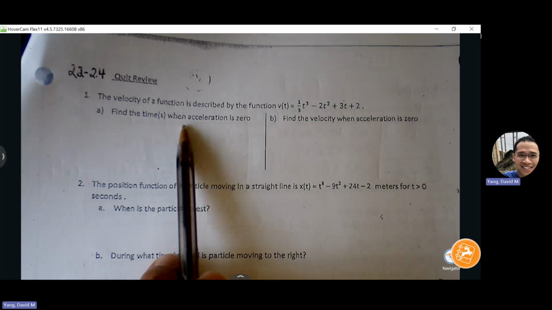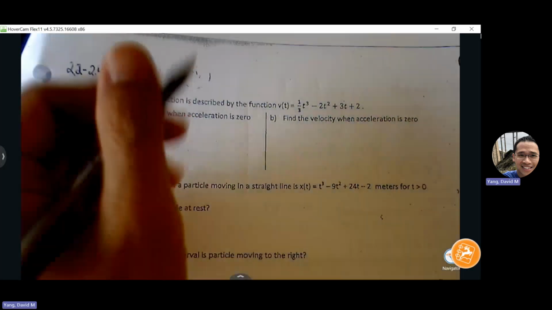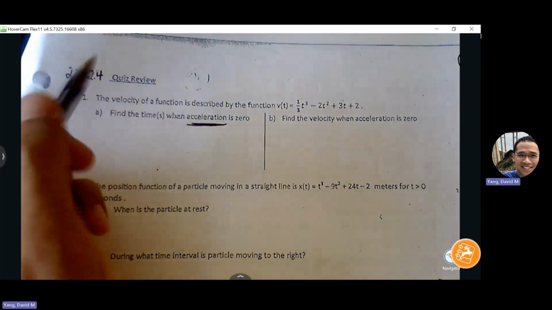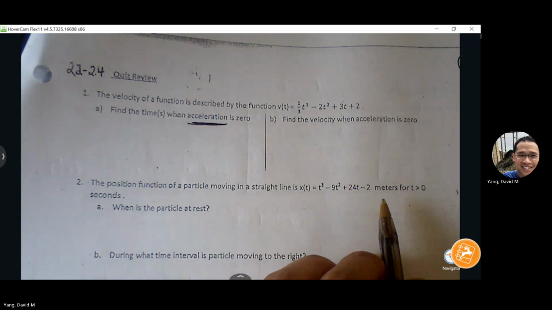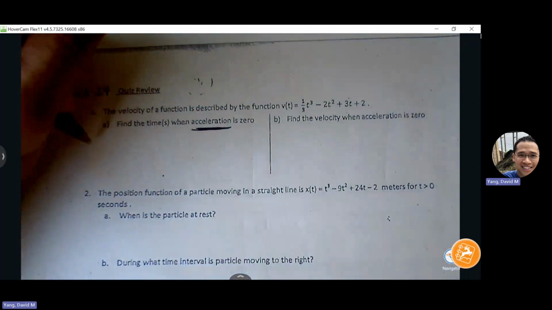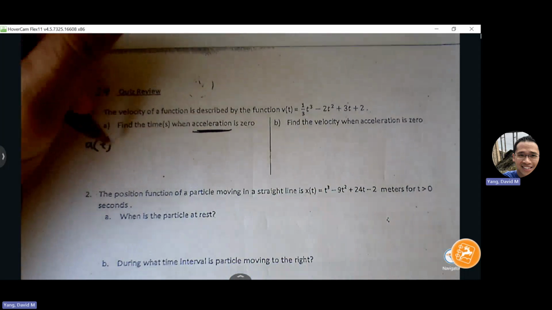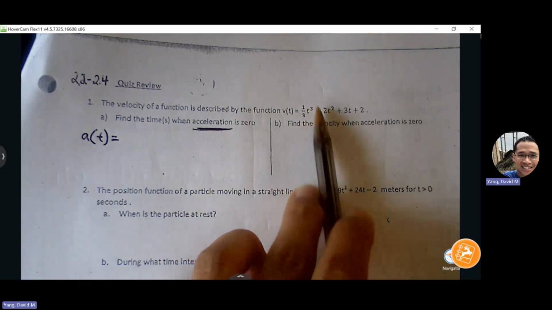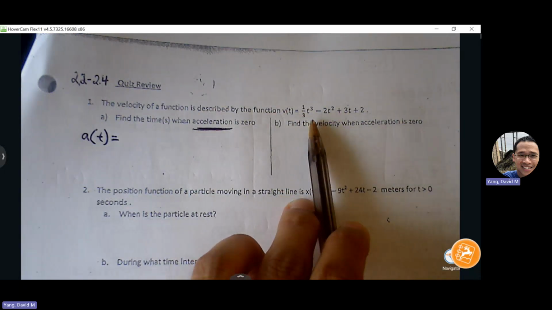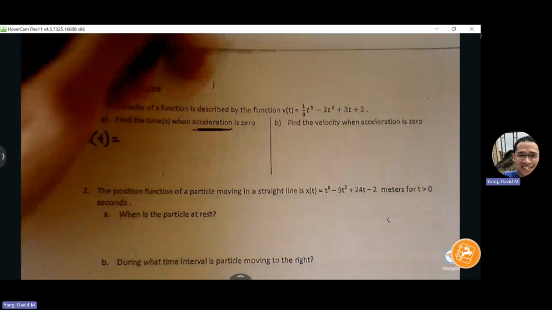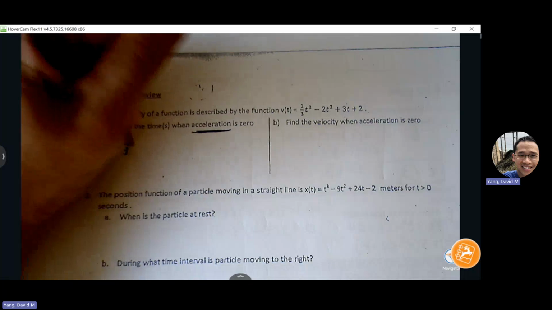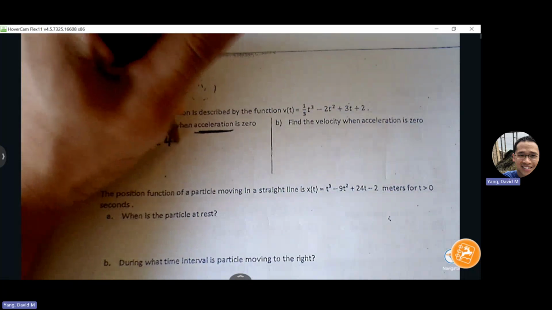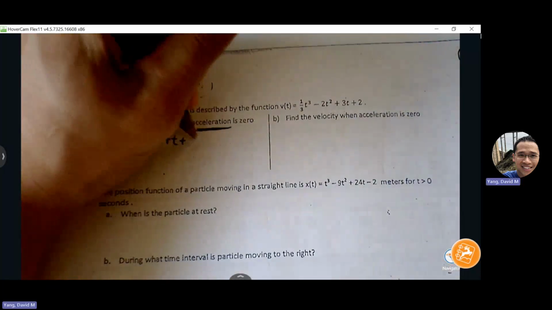Okay, so part A says find the time when the acceleration is 0. Before we can do anything, we first have to figure out what the acceleration is, right? So how do I get from velocity to acceleration? Yes, derivative. My acceleration is just one derivative down from velocity. One-third t cubed, what does that turn into? 3 times one-third to the t squared. Yeah, good. So t squared, minus 4t, plus 3. I'll clean that up later.